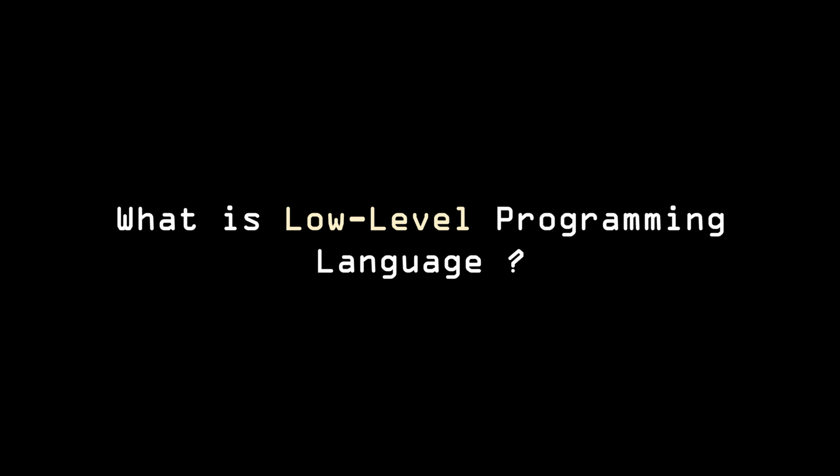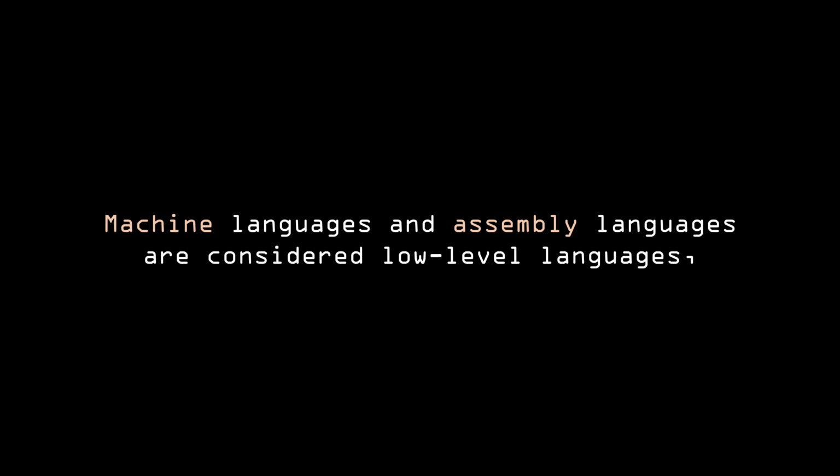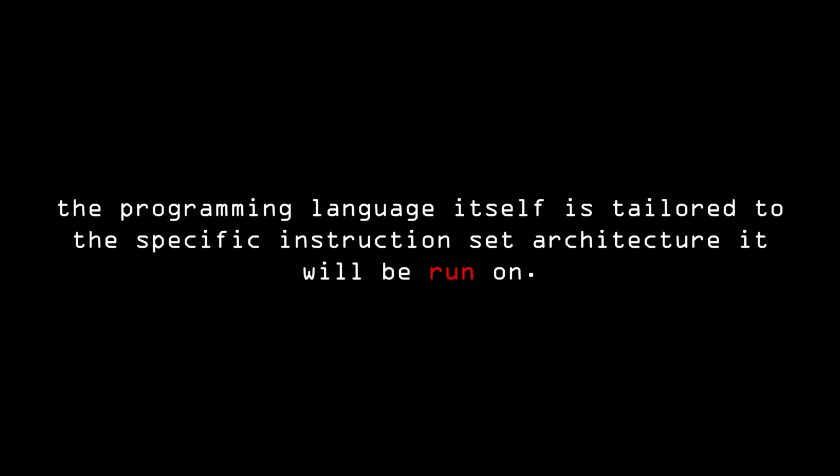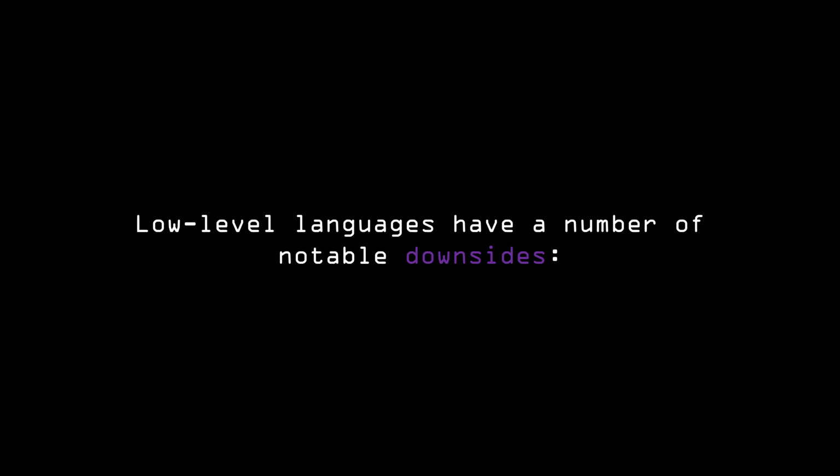What is low-level programming language? Machine languages and assembly languages are considered low-level languages as these languages provide minimal abstraction from the architecture of the machine. In other words, the programming language itself is tailored to the specific instruction set architecture it will be run on. Low-level languages have a number of notable downsides.